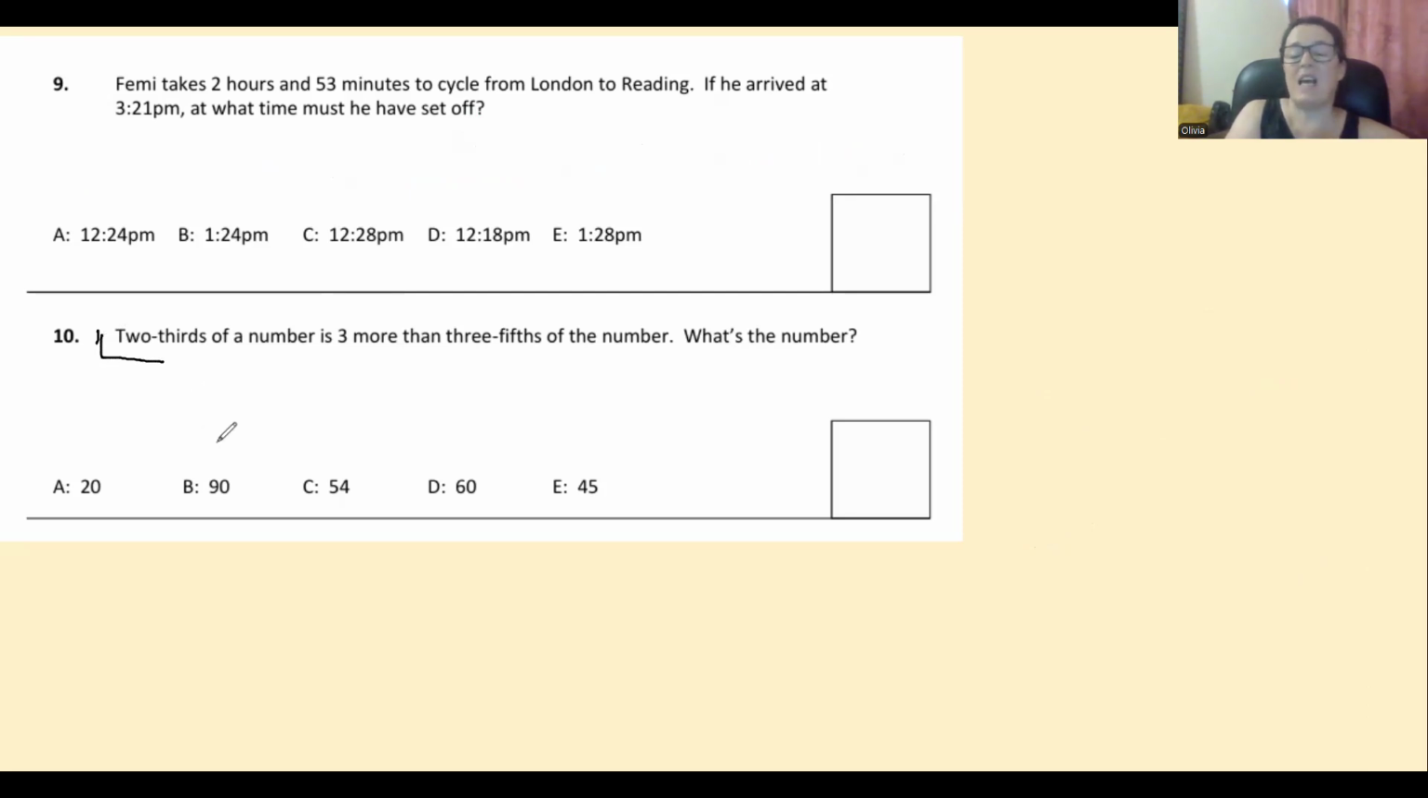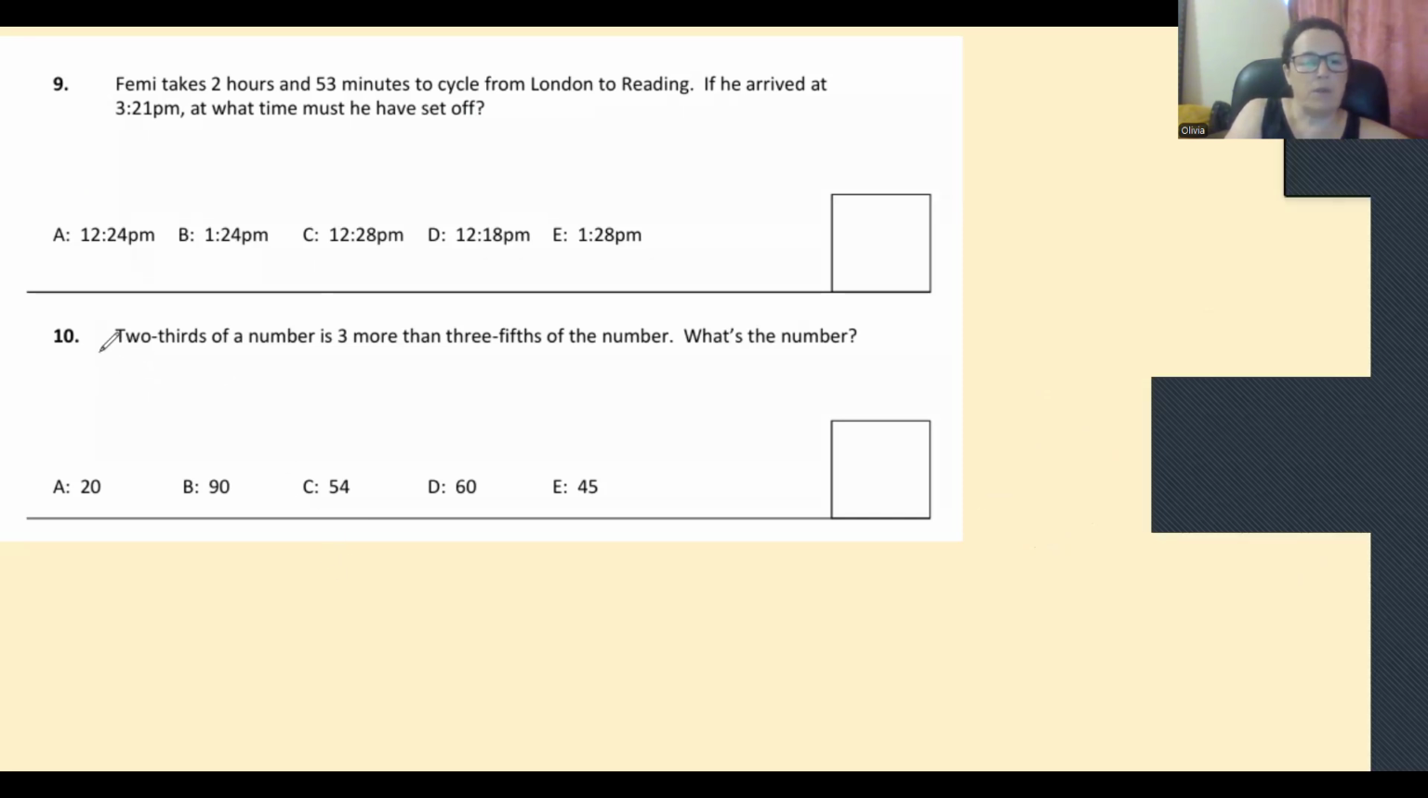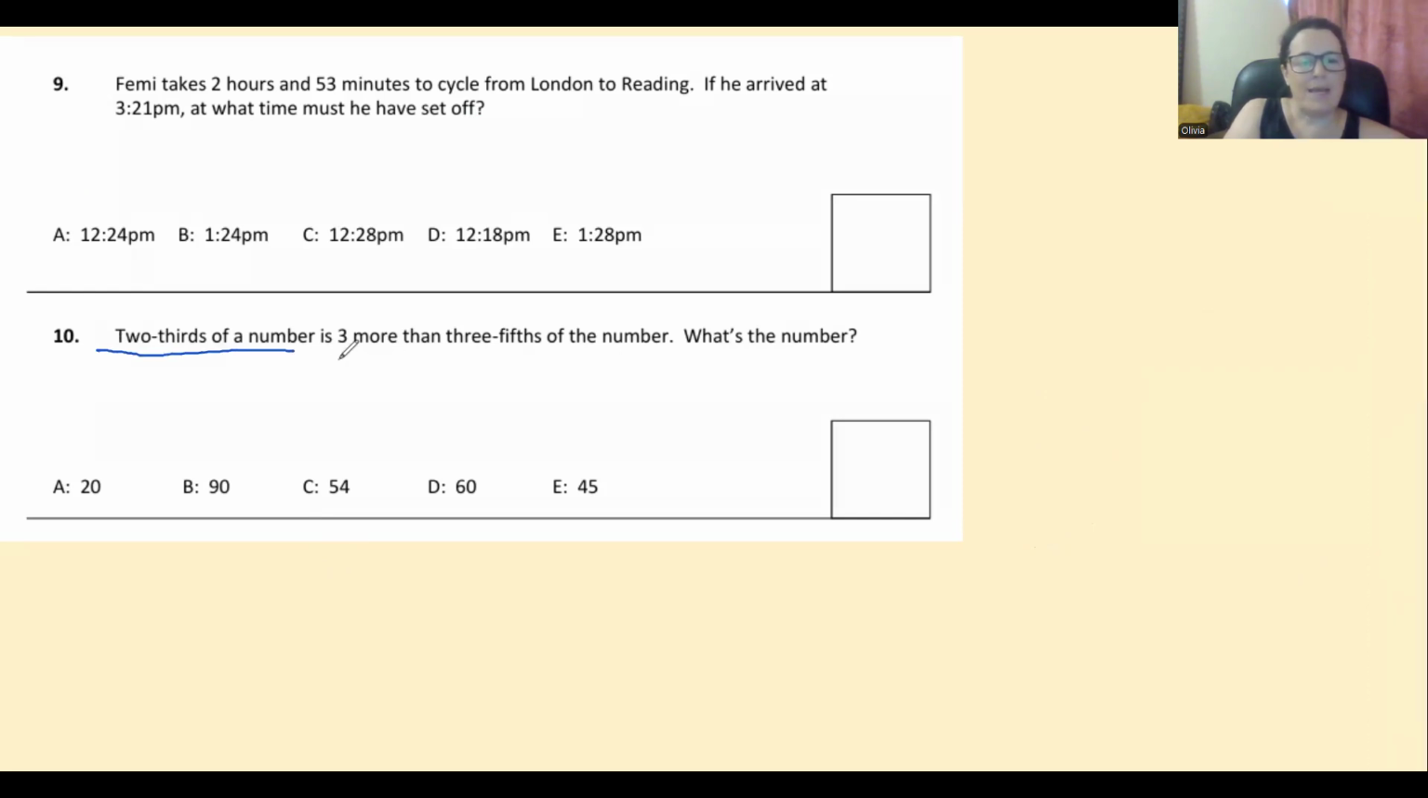Okay, so again, this might be a little bit tricky because of how it's worded. Let's investigate. 2/3 of a number is 3 more than 3/5 of the number. What's the number? Well, what would that look like written down? So again, I don't know the number. I'm going to call the number X. 2/3 of a number, X. Will I push X or will I push a box? I'll push X.